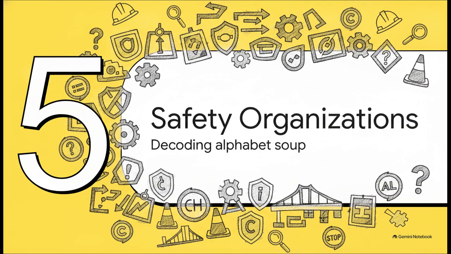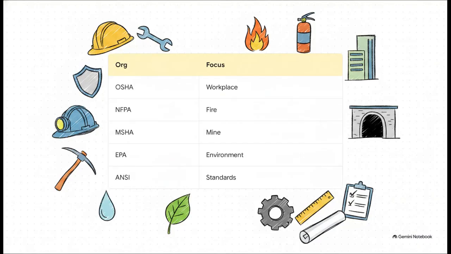And finally, Section 5, Important Safety Organizations. Let's decode the alphabet soup. Now, look, the FE Handbook has a massive list of acronyms for regulatory and testing agencies, but let me reassure you right now, there is no way you need to memorize every single abbreviation in that book.